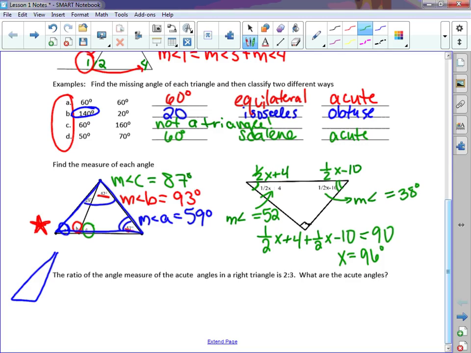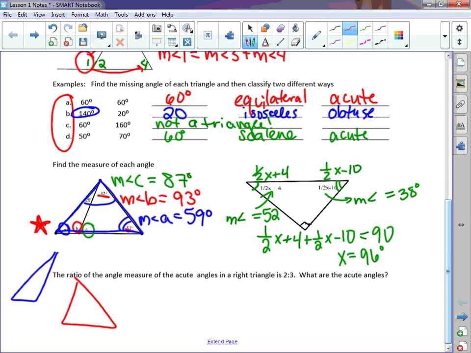All right, now this last one, it says the ratio of the angle measure of the acute angles in a right triangle is 2 to 3. What are the acute angles? Yikes, that sounds interesting. So we're going to throw it back to middle school with our ratios. For this type of problem, it's helpful to draw a picture. So go ahead and draw a triangle however you want.